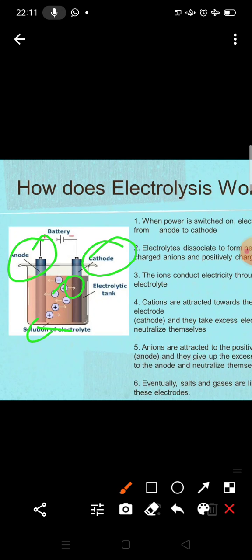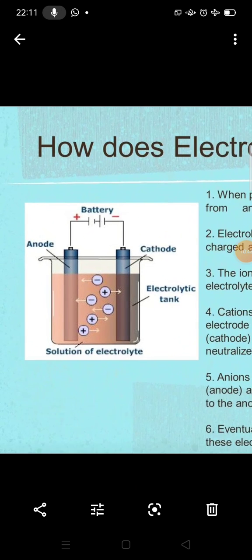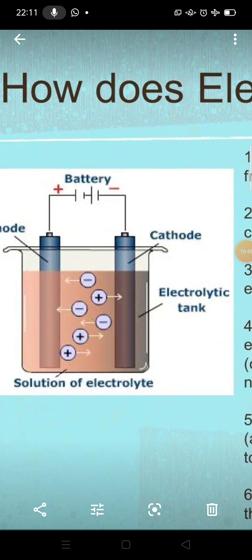Okay, and students, now what are the applications of electrolysis? Here are some uses. Electrolysis is used in industry to produce many useful materials from naturally available ones, and it is also used in electroplating, that is, coating a thin layer of metal on another metal. What do we mean by electroplating? The coating of a thin layer of metal on another metal.